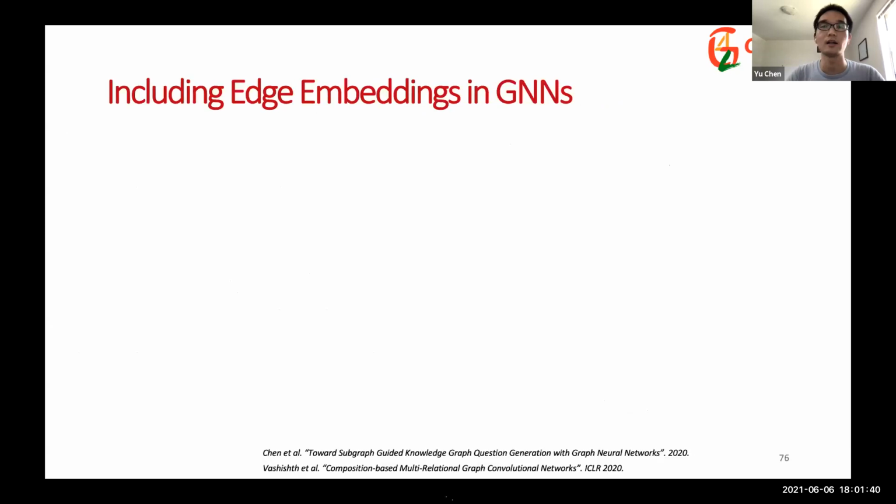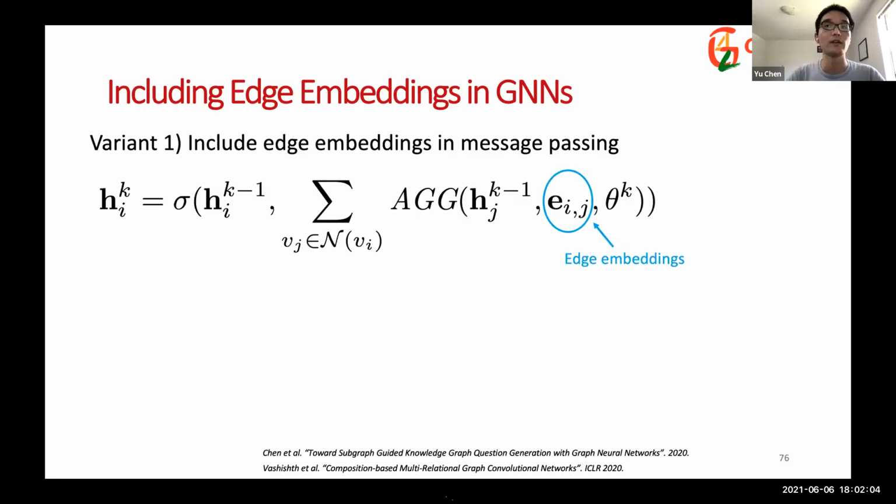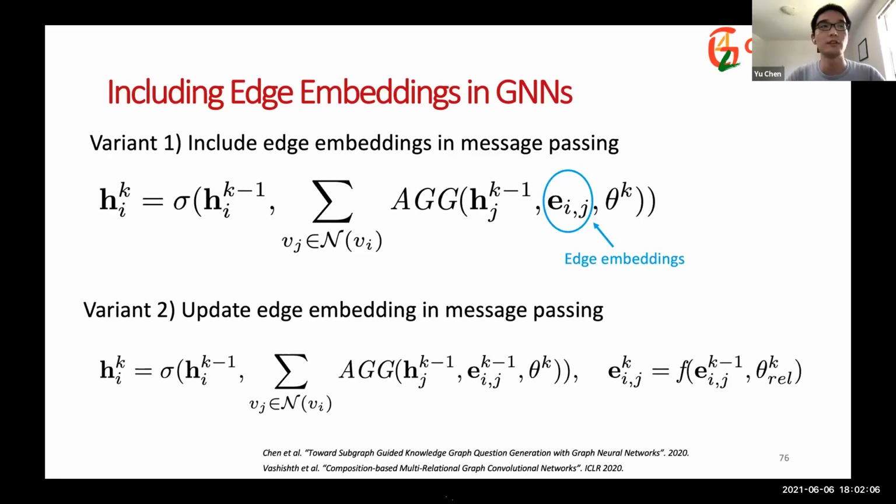Let's talk about the second type of multi-relational GNNs, which explicitly includes the edge embeddings in the GNN message passing part. And you can see that the edge embedding e_ij is introduced in this node aggregation step. And in the second variant, the key difference compared to the first variant is that it also updates the edge embeddings at each GNN layer.